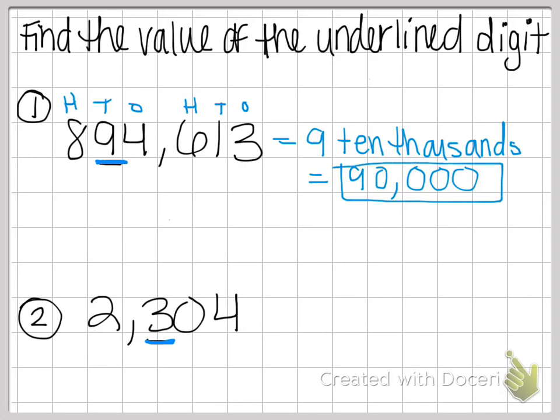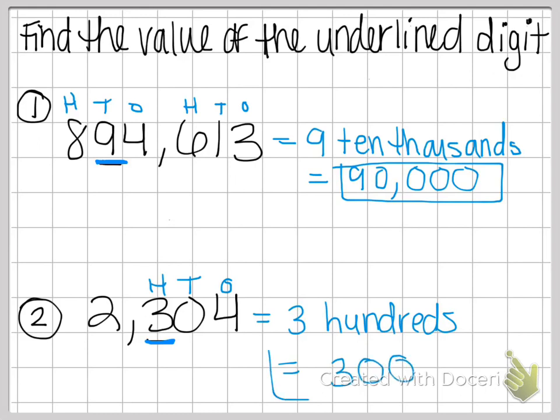Let's try the next one. I have the number 2,304. The digit 3 is underlined, and it is in the ones, tens, hundreds place. So that is worth 3 hundreds, which is the same as 300. So the value of that 3 is 300, and it's worth 300.